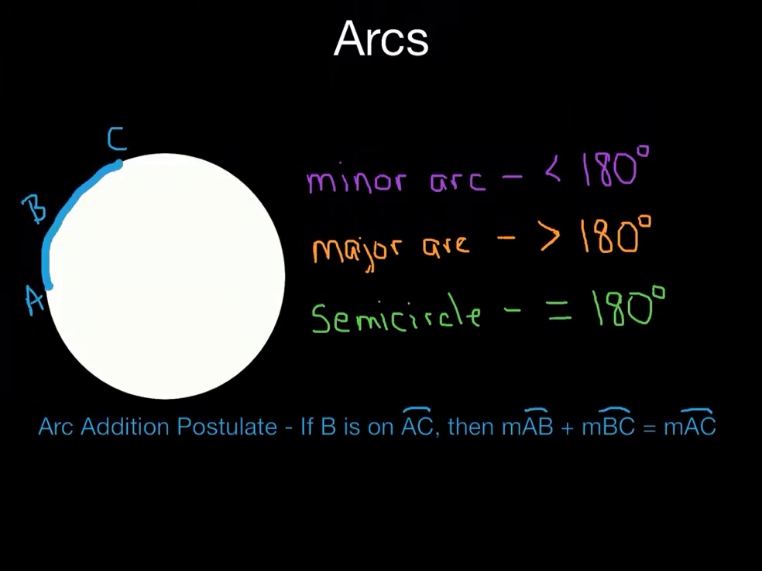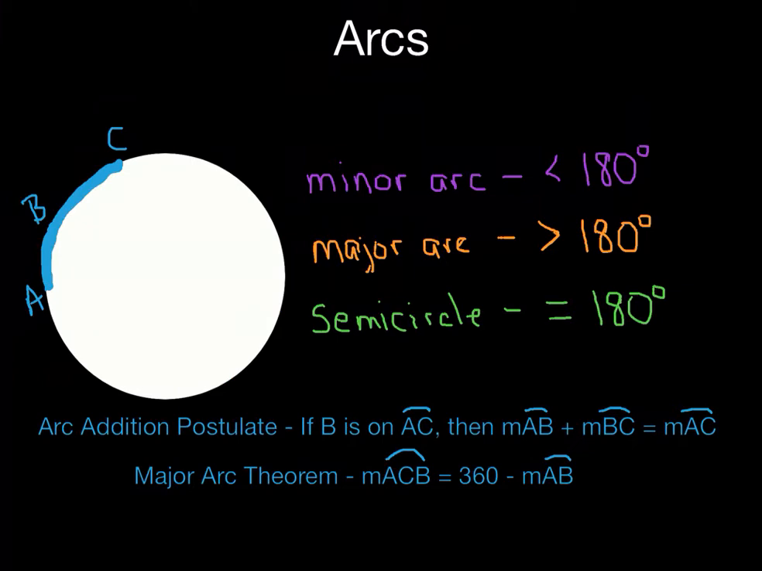Now let's take a look at a very important postulate, one that you'll see over and over again. That's called the arc addition postulate. It says if you have a point B that is on arc AC, then the measure of arc AB plus the measure of arc BC is equal to the measure of arc AC. So up here you can see that B is on this arc. If it's on the arc, then the distance from A to B, here to here, plus the distance from B to C, here to here, is equal to the whole thing, A to C.